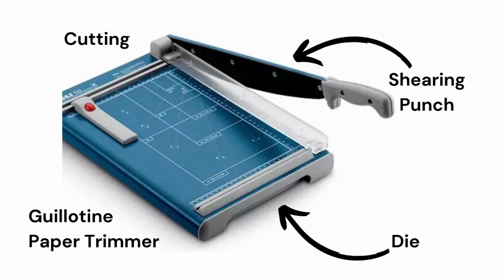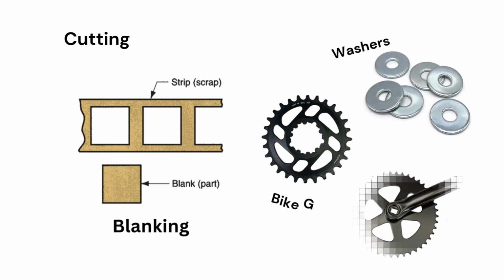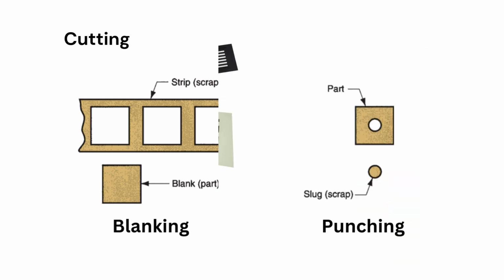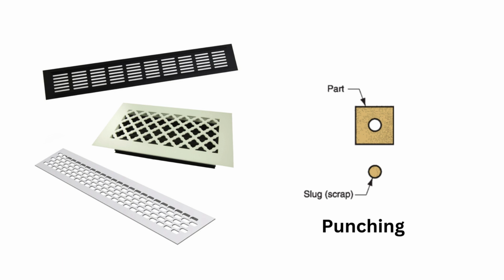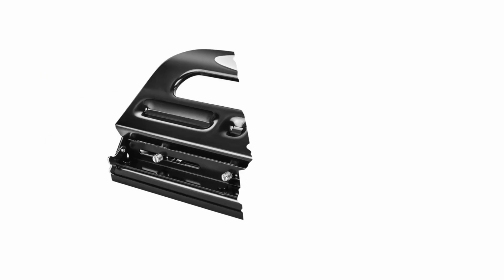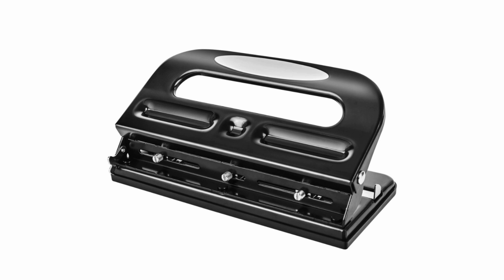If the material shear is a closed shape, it depends on what part is the usable piece. If the inside of the shape is to be used, the process is blanking. The removed piece is the blank, and the rest is the strip. Think hardware like washers or gears. If the outside of the shape is the usable piece, then the process is punching. The removed piece is the slug, and the remaining stock is the part. Most flat pieces with patterns of holes, like vent grills, are made from punching. Paper is often punched with a 3-hole punch to attach binder rings.